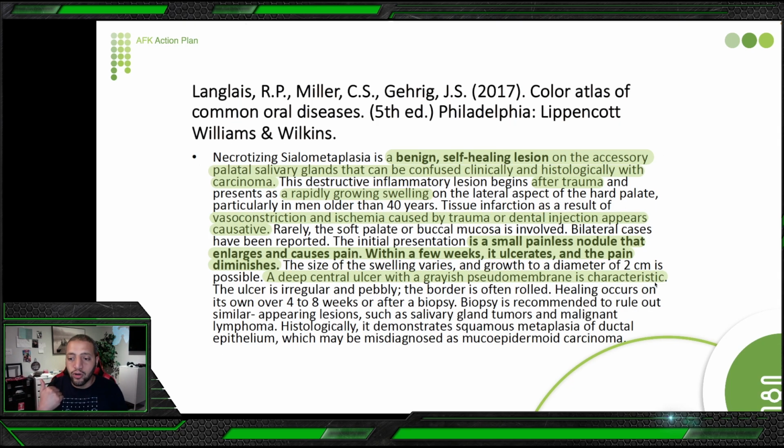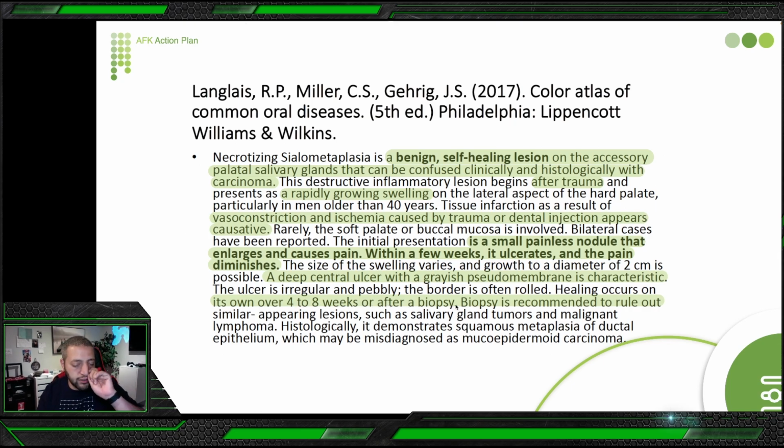So your patient comes to your office, you look inside the mouth, you see an ulcer with a gray pseudomembrane, and your patient tells you it was painful and now it's not painful. And here comes the confusion with carcinoma, because this is a typical clinical picture for squamous cell carcinoma in the palate: an ulcer with a pseudomembrane over it. The ulcer is irregular and papillary. The border is often rolled, typical for squamous cell carcinoma. Healing occurs on its own over 4 to 8 weeks or after a biopsy.